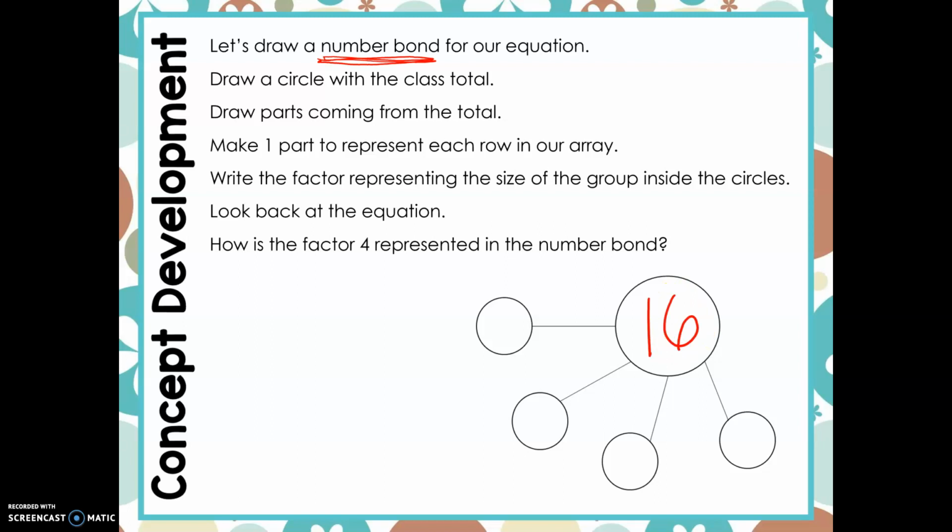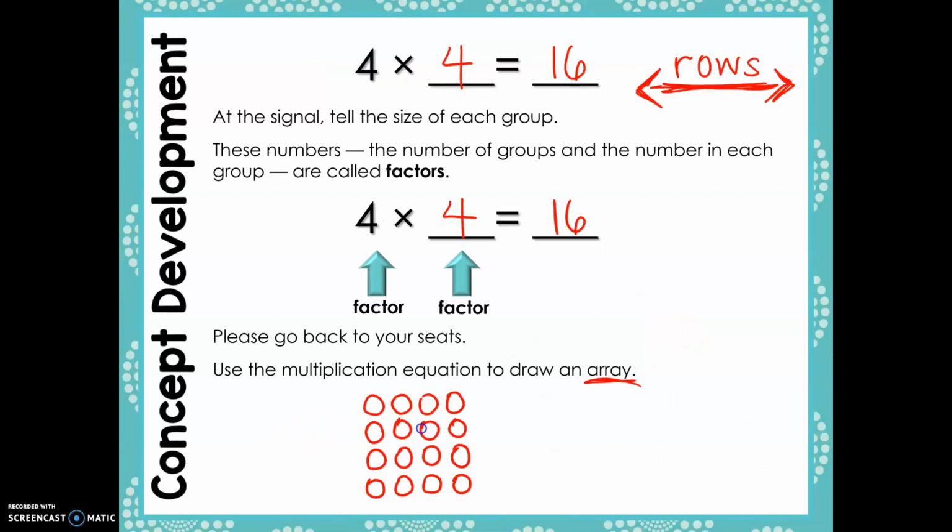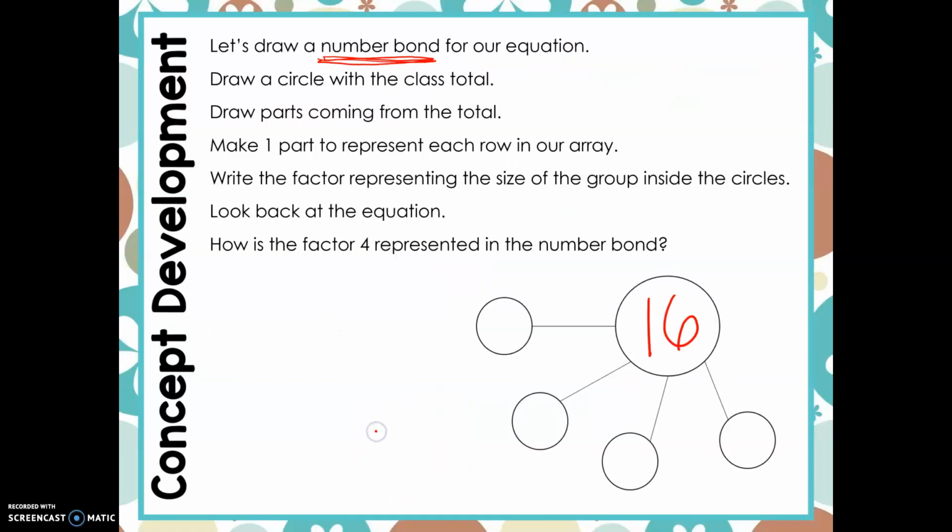So now we're drawing parts coming from the total. The parts are kind of like the legs of, I like to say, an octopus. So the parts are coming out of the total. So now we need to make 1 part to represent each row in our array. So let's think back to how many rows there were on the last problem. So we had 1, 2, 3, 4 rows. Okay, so that's being represented right here. So we have 1, 2, 3, 4 parts to our number bond. So that represents the number of rows.